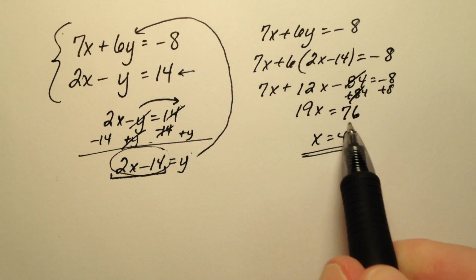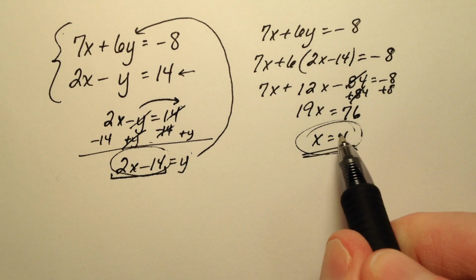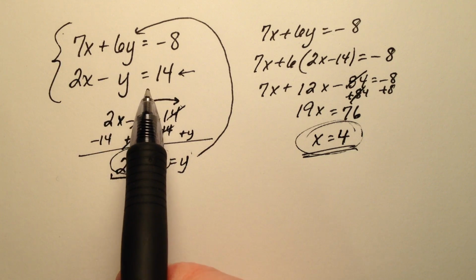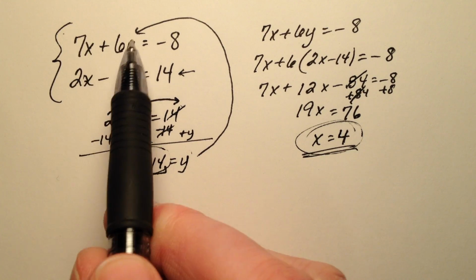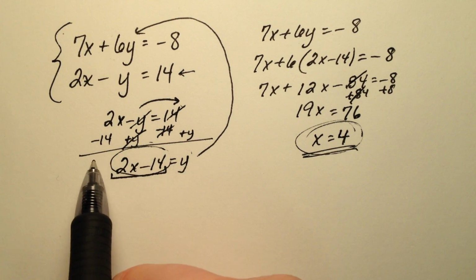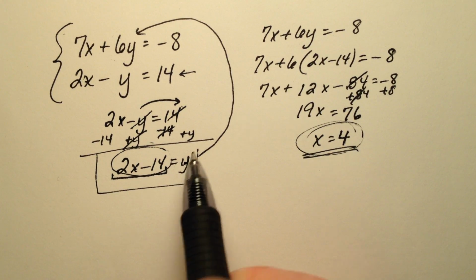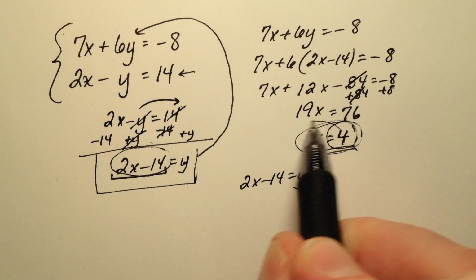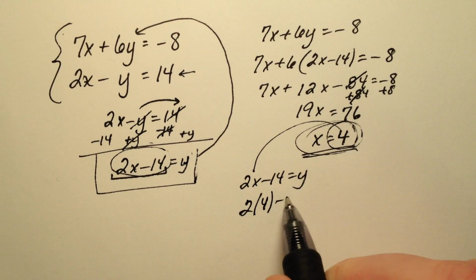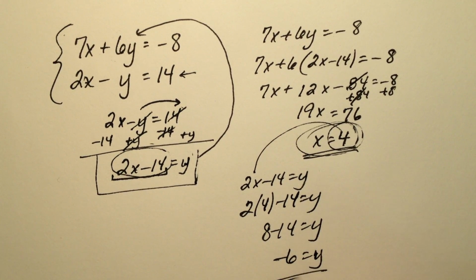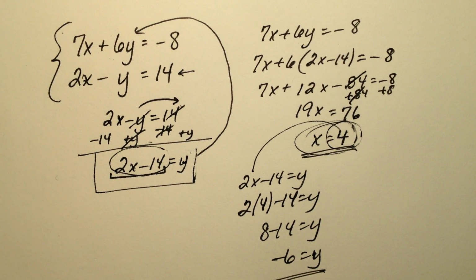Now that I know my value for x, I need to substitute this 4 into an equation and solve for y. Which equation would be the best to plug it into? If I plug x in here or here, I'm going to have to do some work to solve for y. But in this equation, I've already done that work. y is by itself. So if I have 2x minus 14 equals y, I can plug this 4 into x. So 2 times 4 minus 14 equals y. 8 minus 14 equals y. And y is going to equal -6.